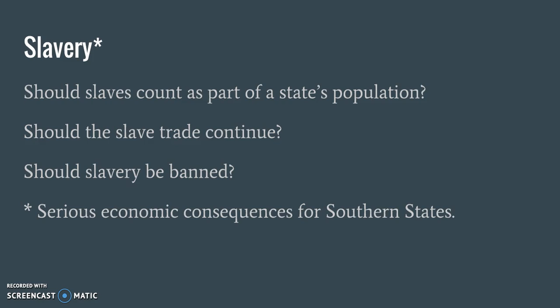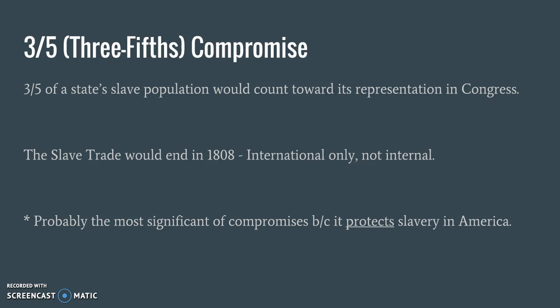Some of the questions that were brought up about slavery, though, were, should slaves count as part of a state's population? Because population determined representation. So would the 3 million slaves living in the South count towards the population of those states? That would give them a lot more votes in Congress. Should the slave trade continue? Most of the world had banned it, including Great Britain. Would the United States continue to allow the slave trade to exist? And then, as we said, the last one, should slavery be banned? We know that was a non-starter. That wasn't going to happen.